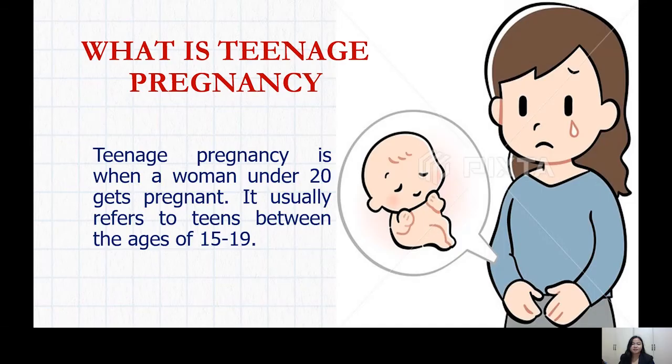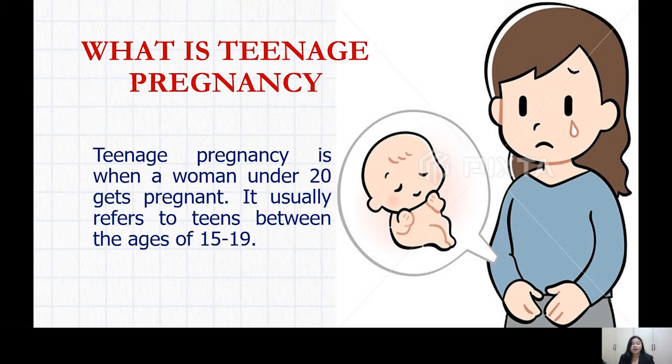Let's start. So, first, what is teenage pregnancy? Teenage pregnancy is when a woman under 20 gets pregnant. It usually refers to teens between the ages of 15 to 19. Teenage pregnancy, also known as adolescence pregnancy, is a health issue that has an effect on all of us.